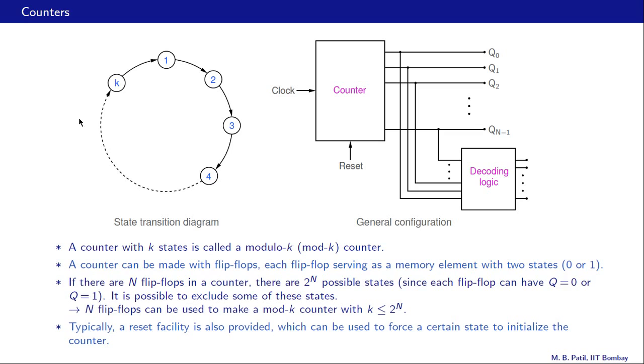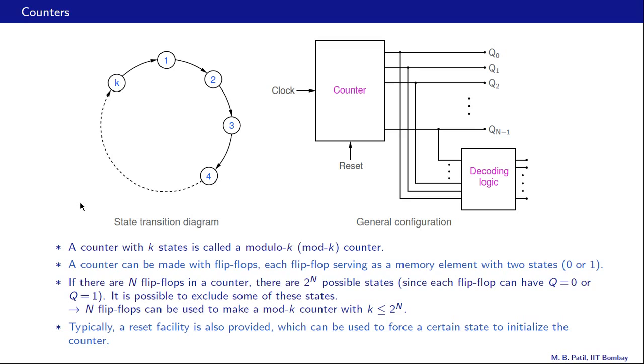Let us now start with counters. Counters are circuits with several states, and in this picture or the state transition diagram, each state is represented by one circle here. This is state 1, this is state 2, state 3, 4, etc. up to K. And after this state, the counter goes back to state 1. And this kind of counter with K states is called a modulo K or mod K counter.